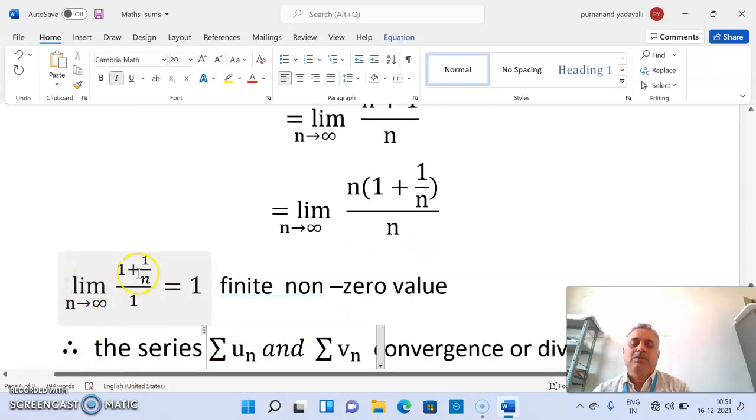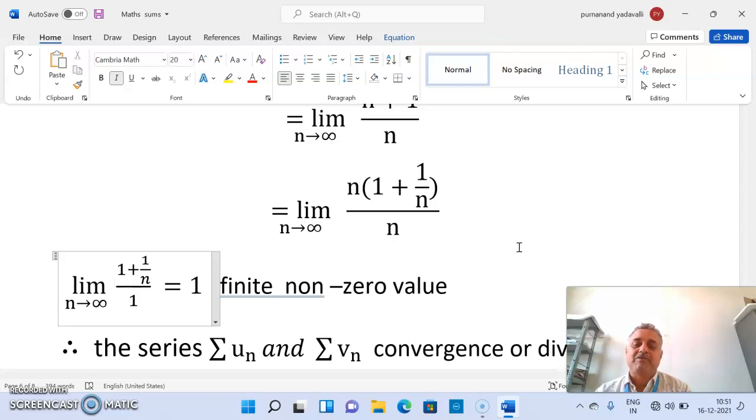So it becomes limit n tends to infinity 1 plus 1 by n, by 1. As n tends to infinity, 1 by n is 0, so 1 by 1 is equal to 1. It is a finite non-zero value. So we considered limit n tends to infinity un by vn, which is equal to 1, which is not equal to 0. Hence, by comparison test, the series sigma un and sigma vn converge or diverge together.